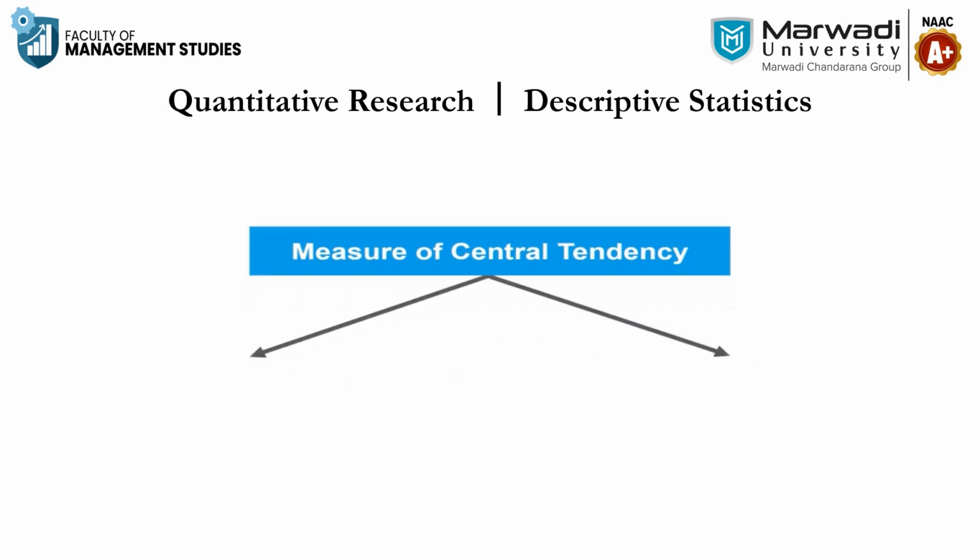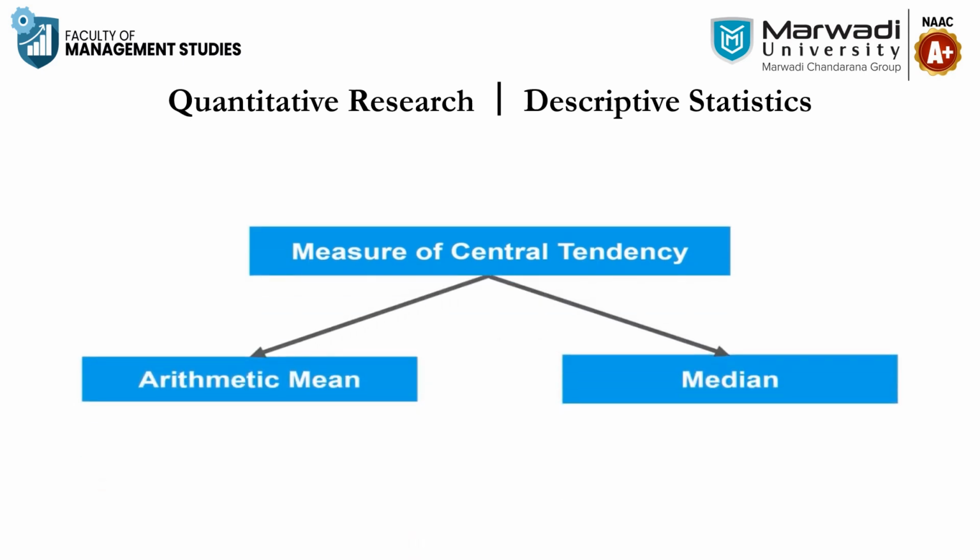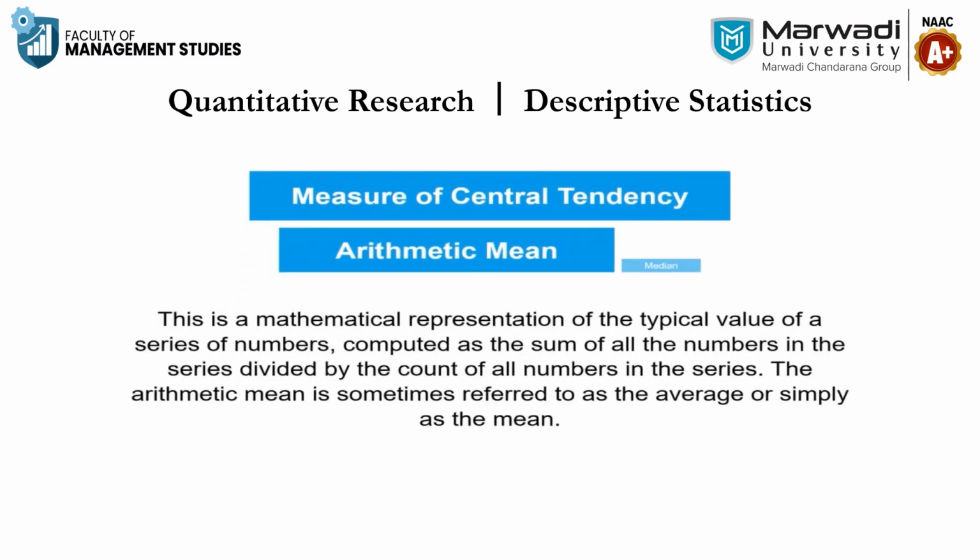While there are 3 measures of central tendencies, in this video, we will discuss only the 2, the arithmetic mean and median. The first measure of central tendency is the arithmetic mean. This is a mathematical representation of the typical value of a series of numbers, computed as the sum of all the numbers in the series divided by the count of all numbers in the series. The arithmetic mean is sometimes referred to as the average or simply as the mean.